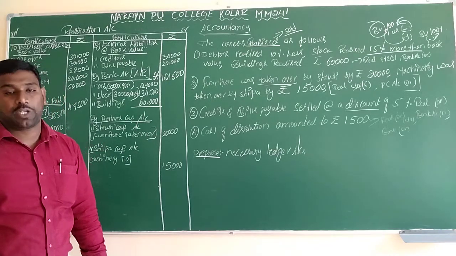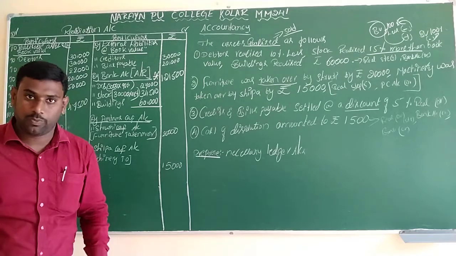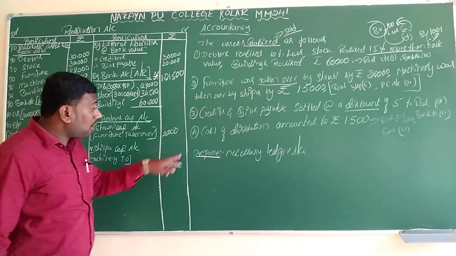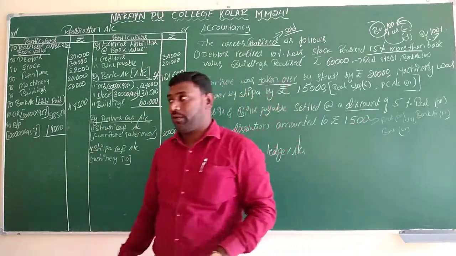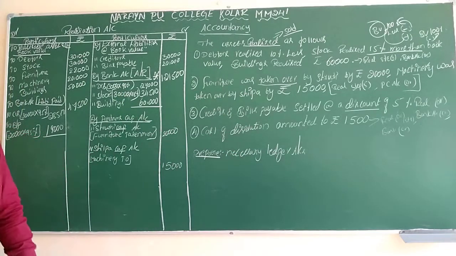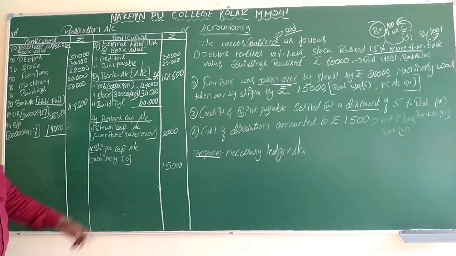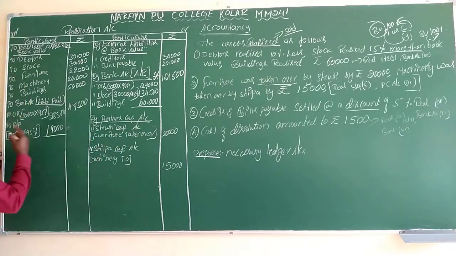Always realization expenses or dissolution expenses, both are the same. So here the cost of dissolution is given, amounting to rupees 1,500. Here it is given directly as the cost of dissolution, not paid by a particular partner, so it is paid by the company. That will come to the debit side. Always it will come to the debit side only. We will write to bank account. So under that we have to write dissolution expenses.